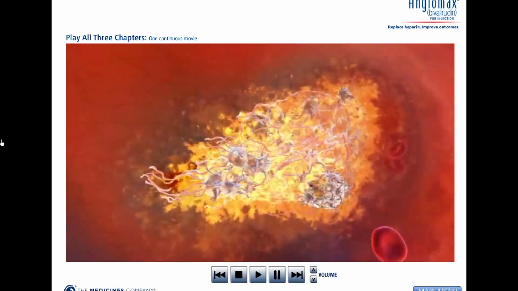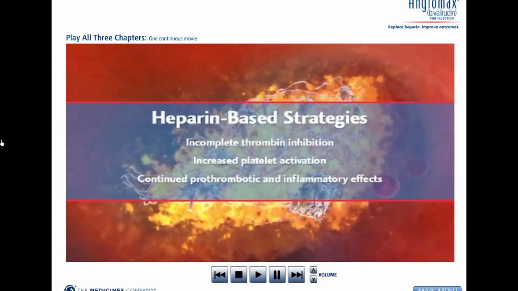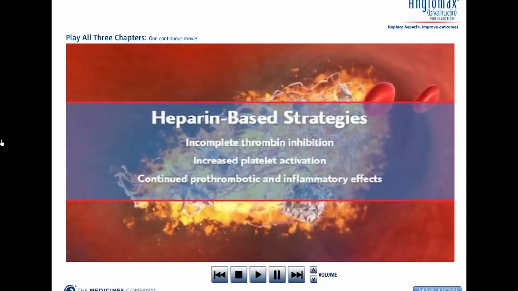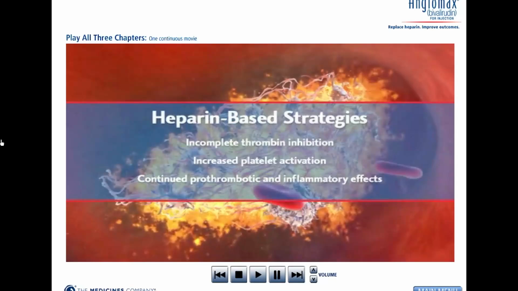In summary, heparin has limitations that pose unnecessary risks in ACS, a disease state characterized by heightened platelet reactivity, pre-existing thrombus, and inflammation.